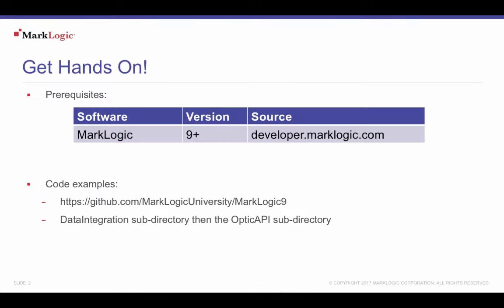To follow along with this tutorial, you'll need to download and install MarkLogic. Download the sample data and follow installation instructions by going to github.com/MarkLogicUniversity/MarkLogic9. Download and unarchive or clone the repository. Go to the MarkLogic 9 repository directory, then go to the Data Integration subdirectory. Under Data Integration, go to the Optic API subdirectory and follow the README file for instructions on setting up your environment and next steps to follow.